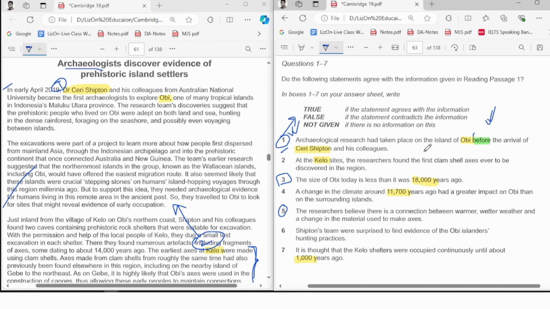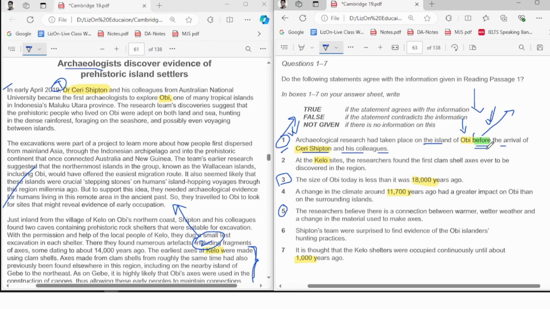Archaeological research had taken place. So we need to find out, was there any archaeological research? On the island of Hobby. So this is the island name. Before the arrival of Shimton and his colleagues. So they are telling you Shimton and his colleagues arrived on the island. But the question is the time. Time is important here. Was it before or was it after? They're asking you, did it happen before?